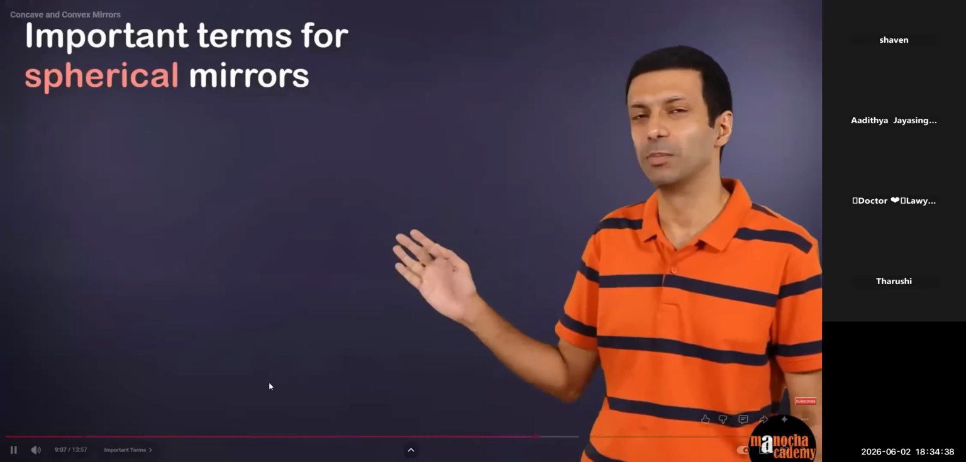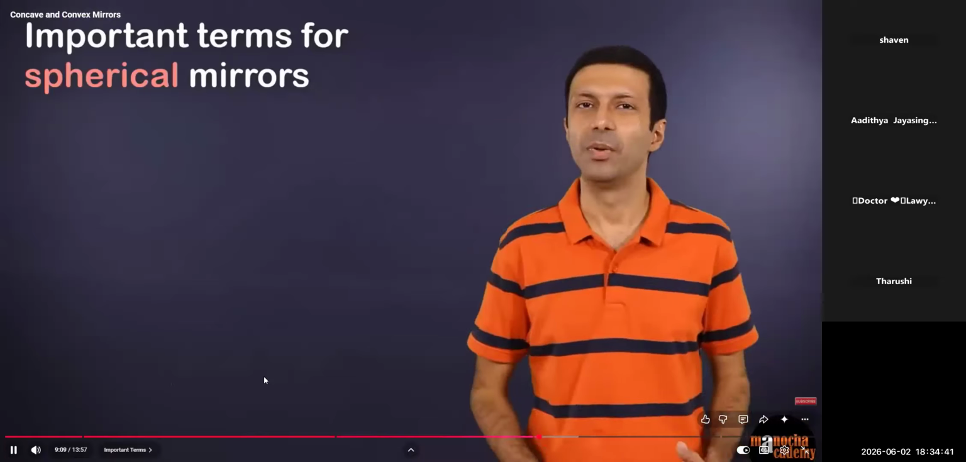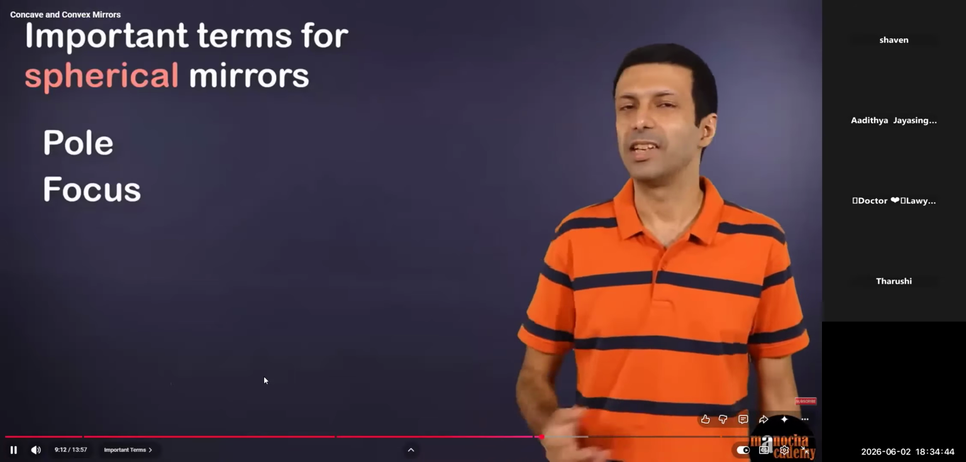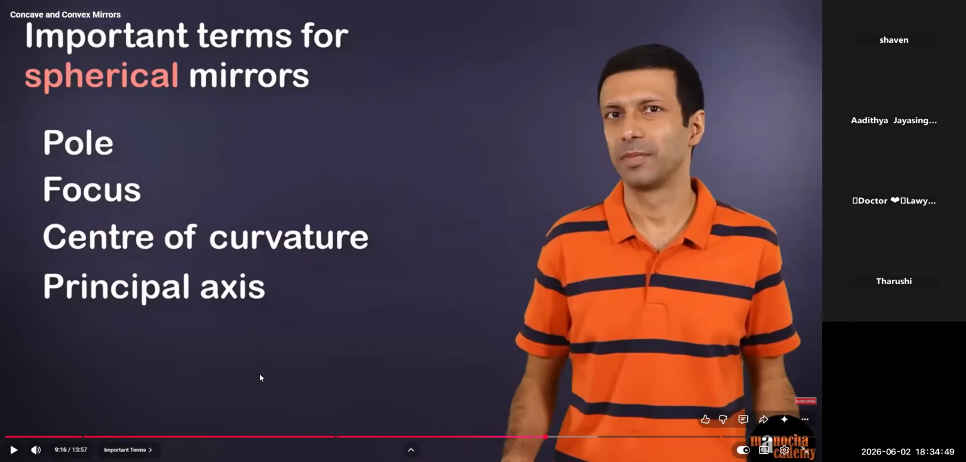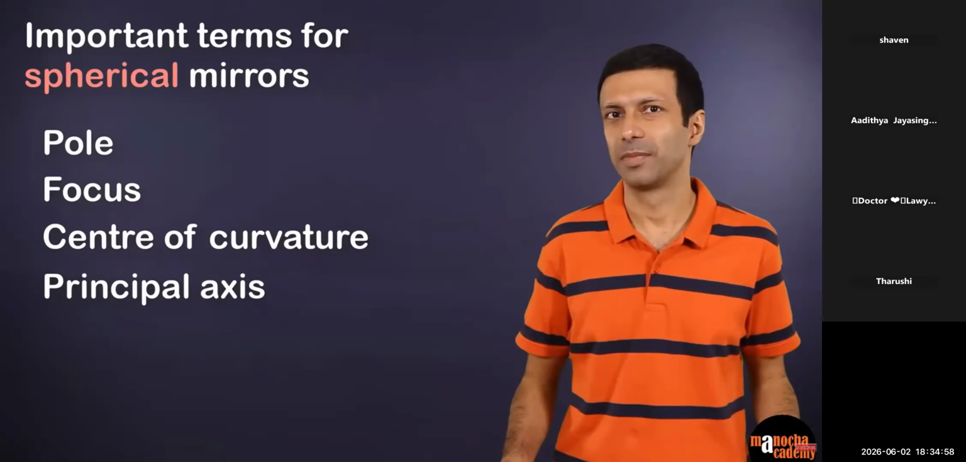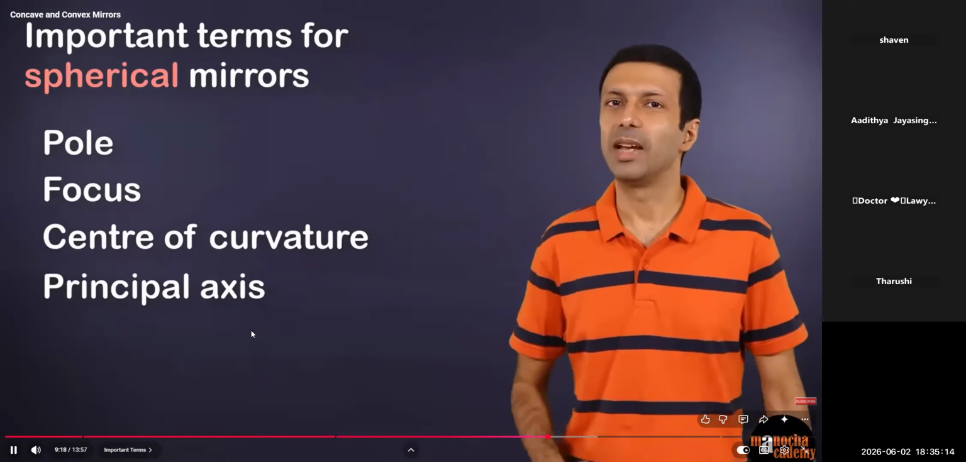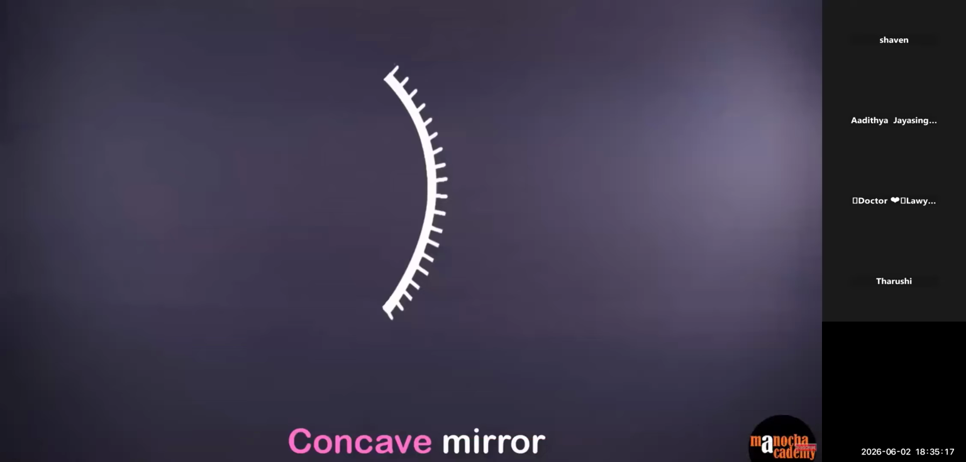There are some important terms for spherical mirrors, for example pole, focus, center of curvature, principal axis, and so on. There are some terms you have to remember. Okay? These terms are actually not very important for now, but at least you have to know where they are. Okay? Let's look at what these are. He will explain what the pole, focus and center of curvature are, because spherical mirrors are made out of a sphere. So because of that reason, these terms come into the picture. We'll see. Let's understand these terms with the help of a simple diagram. Let's start with the concave.